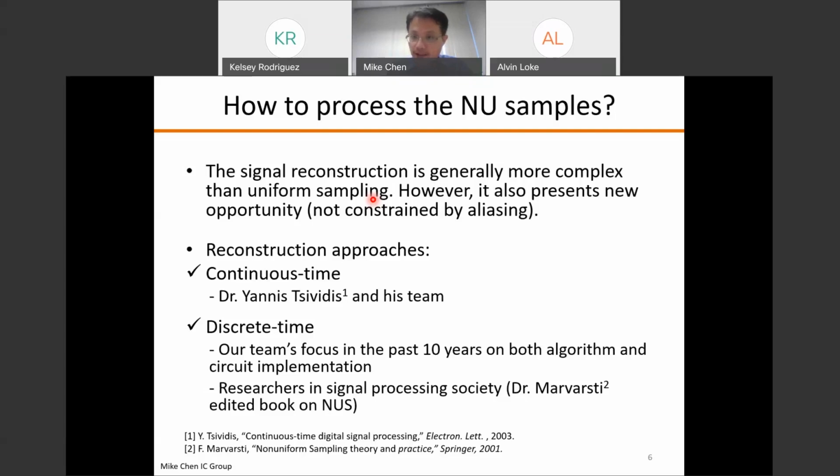Here, I also want to point out there are still a lot of researchers in the Signal Processing Society who have been working on non-uniform sampling in general, right? They propose different schemes for how to take all those non-uniform samples and possibly reconstruct the signal. One source that I personally like is Dr. Marvasti's book on non-uniform sampling theory and practice. You can see a lot of researchers share their different algorithms for how you can construct the signals using those non-uniform points. Okay, so that's roughly the background.